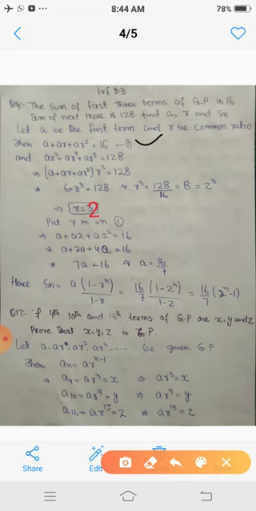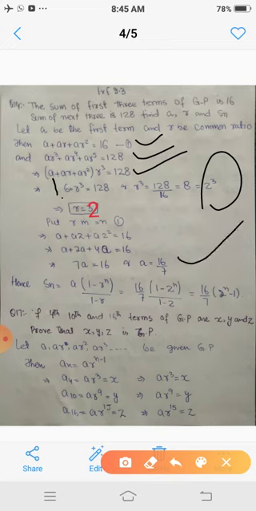Now taking r cube common, we get (a plus ar square) into r cube is 128. Now a plus ar square is 16. So 16 into r cube is 128, which implies that r cube, after simplifying, is 2 raised to power 3. Hence r equals 2, because when powers are the same, bases should be the same. Now put r equals 2 in equation first. We get 7a equals 16, which implies that a equals 16 upon 7.